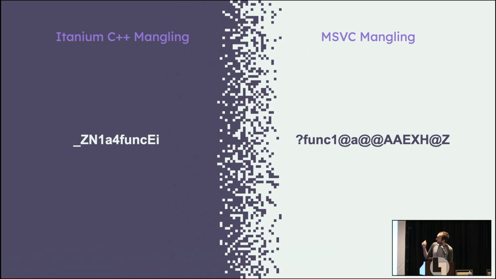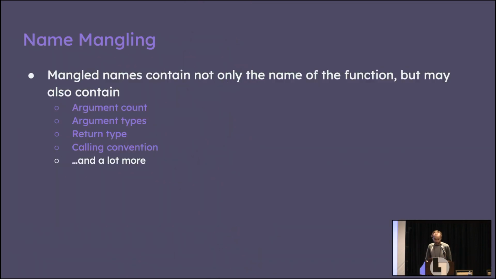The first one you might see is the Itanium C++ format, which is used by GCC, all those Linuxy compilers. And then there's the Microsoft version, the MSVC mangling. These are basically two ways of doing pretty much the exact same thing. It's encoding a whole bunch of data, not just a function name, into one complex, weird-looking string. A mangled name contains not just a function name, but it could also contain the argument count, the argument types, return values, calling conventions. Especially with the Microsoft version, you can encode a ton of different information just into a name.